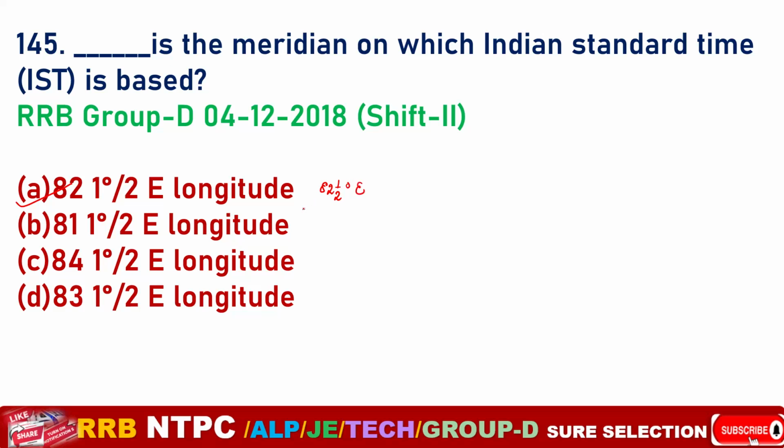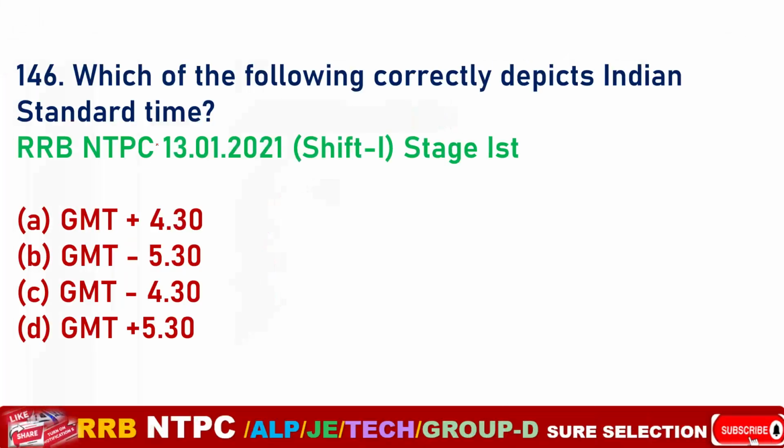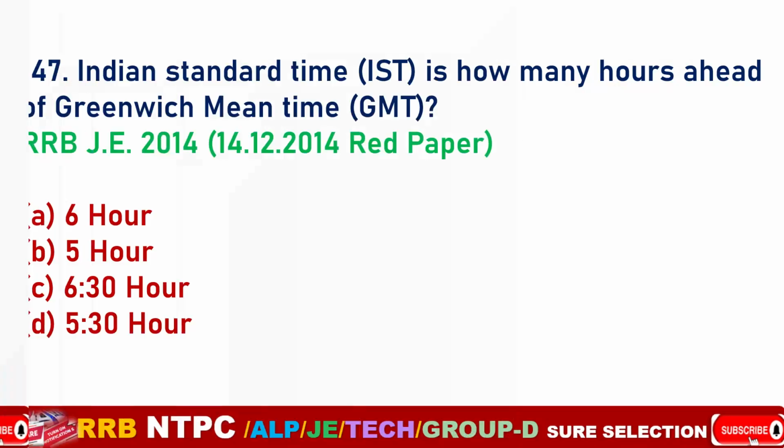Which of the following correctly depicts Indian Standard Time? GMT plus 5:30, option D. Indian Standard Time is how many hours ahead of Greenwich Mean Time, GMT? That is 5:30 hours.